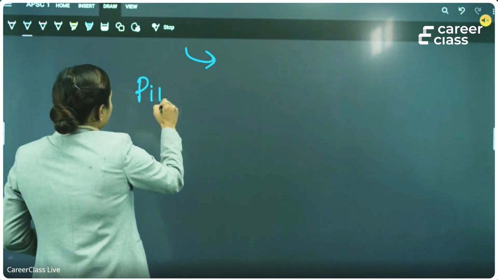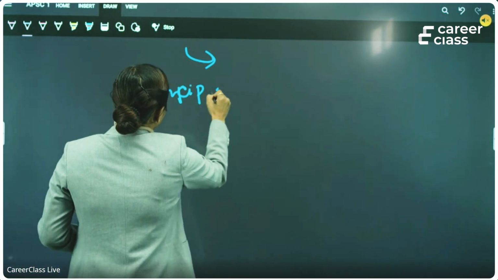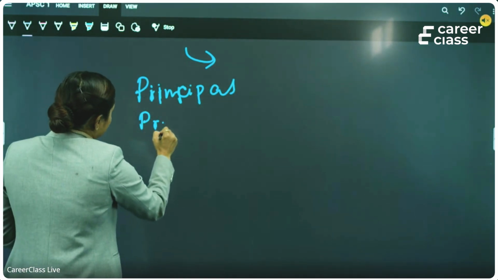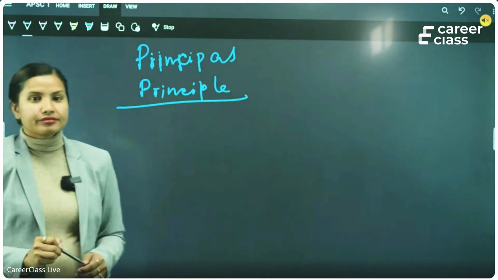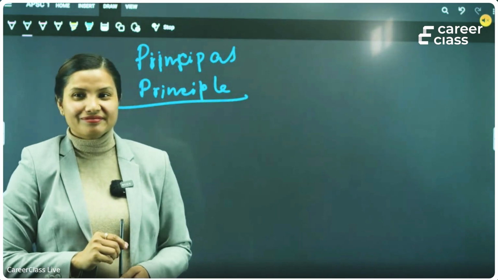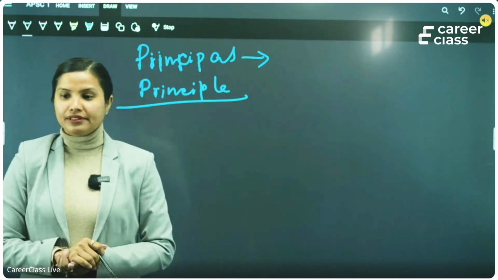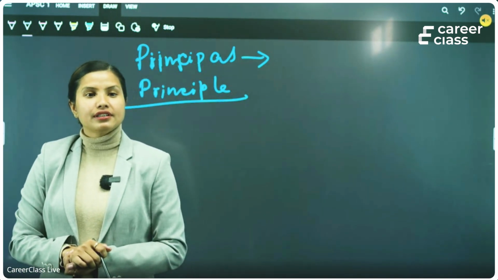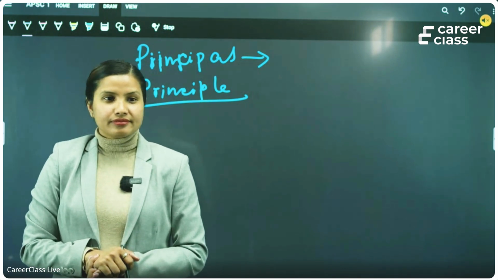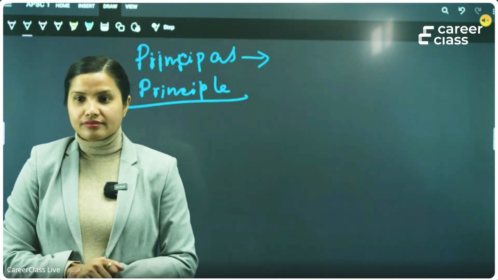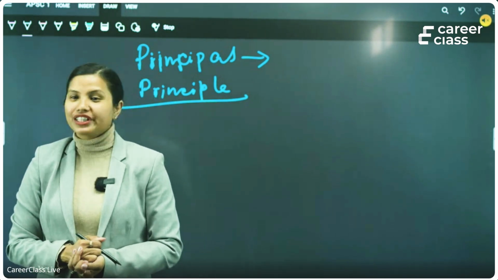Principle. Principal versus principle. What is the difference between the two? Principal means head of an educational institution. Can you give me an example? The principal of our school is very strict. Yes, the principal of our school was very strict.